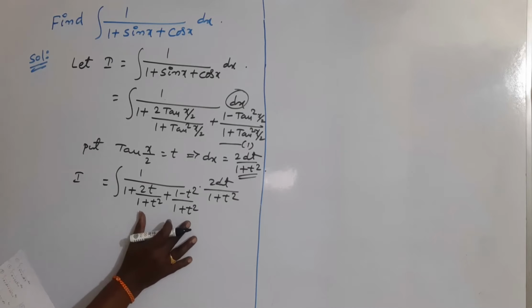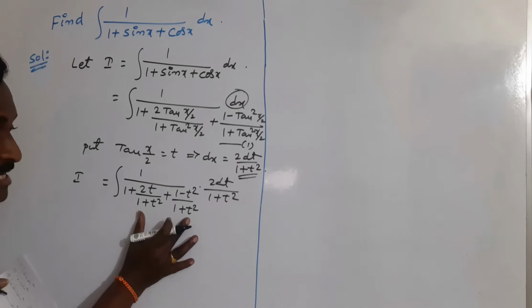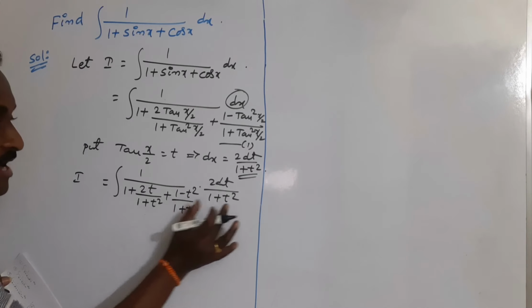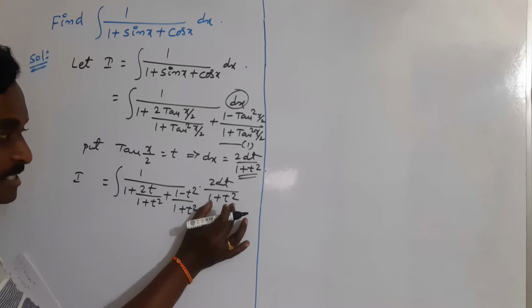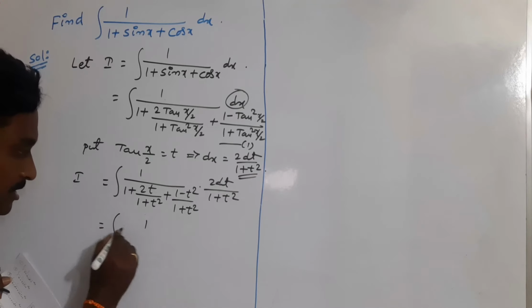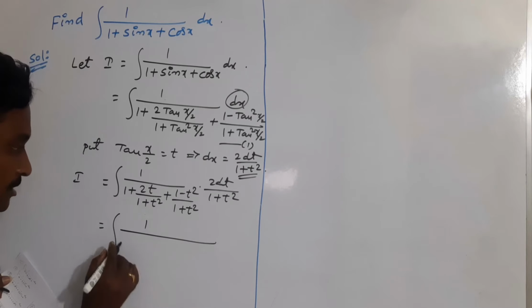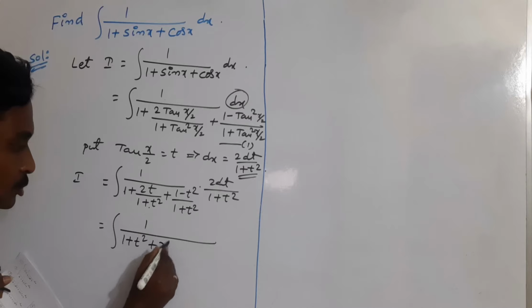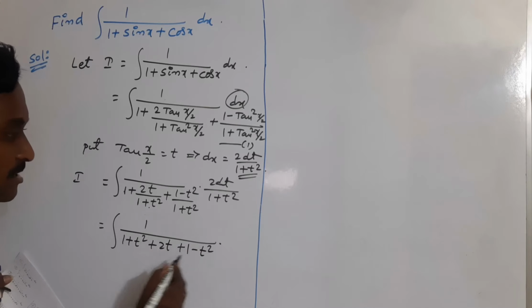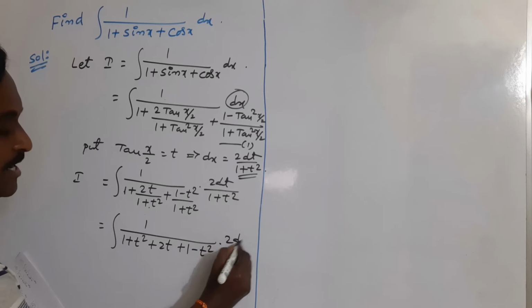Now take the LCM in the denominator. What is the LCM in the denominator? 1 plus t square is the LCM. So after taking the LCM, this 1 plus t square and here we have 1 plus t square, these both are getting cancelled directly. So it is better to write a direct step here. 1 times 1 plus t square is 1 plus t square, plus 2t plus 1 minus t square is the remaining term. In the numerator you will get 2 dt.